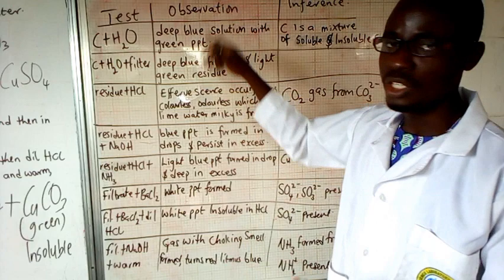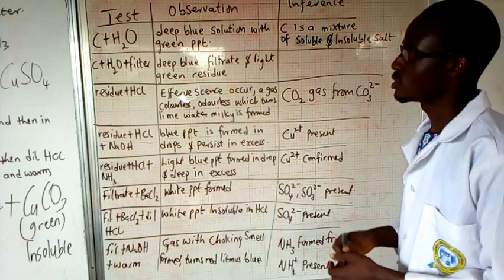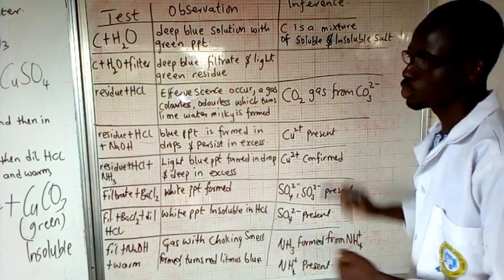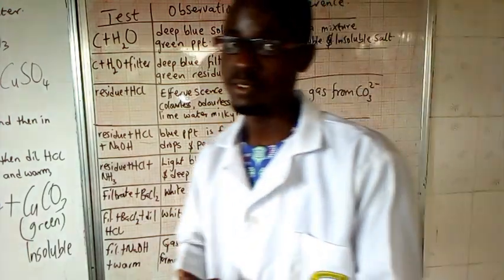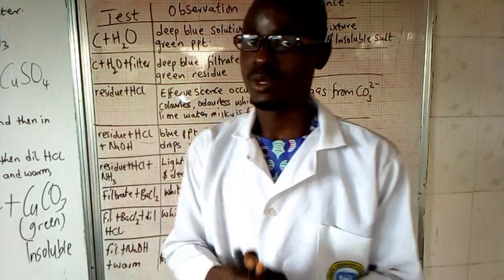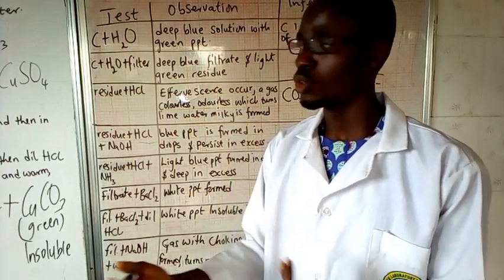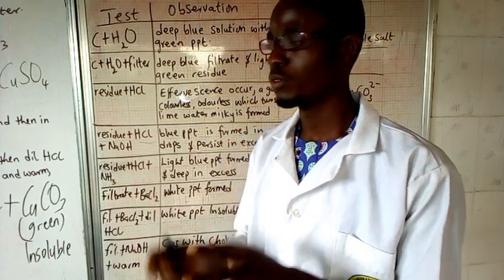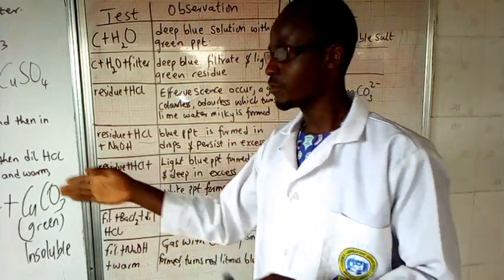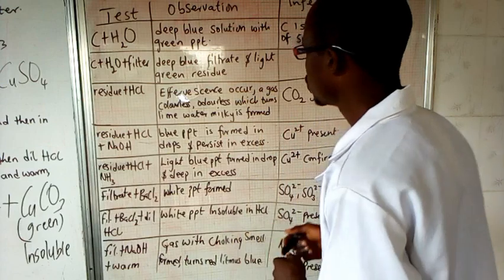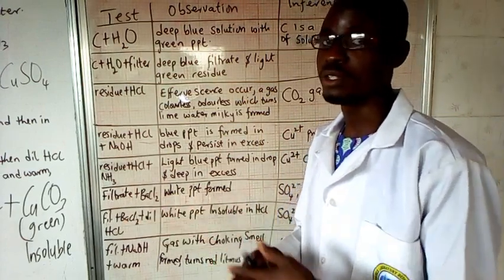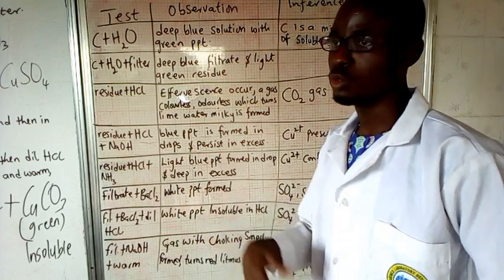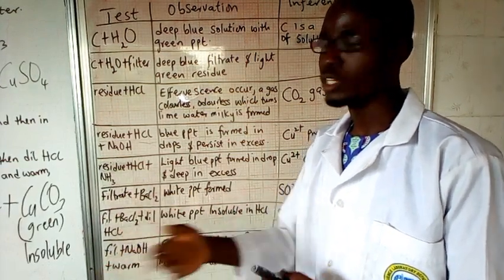And you know, in each case of observation, we have our inferences. The first inference is C is a mixture of soluble and insoluble salt, because one goes out as a filtrate and the other as a residue, which means we have two insoluble salts, and I've explained the reason from the beginning of this video. So we have a kind of double decomposition reaction, because the two salts are soluble salts rather. But in the mixing of the two salts, we have production of soluble and insoluble salt.